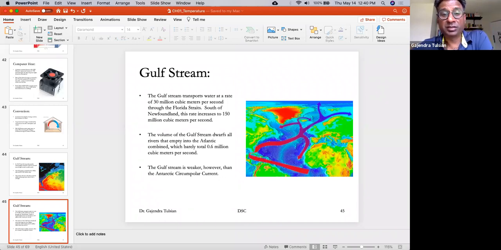And still, the Gulf Stream is weaker than the Antarctic circumpolar current. There's a warm current flowing around Antarctica. Okay? And this thing is weaker than that. Anyway, the point is nature transfers enormous amounts of energy compared to human scales.